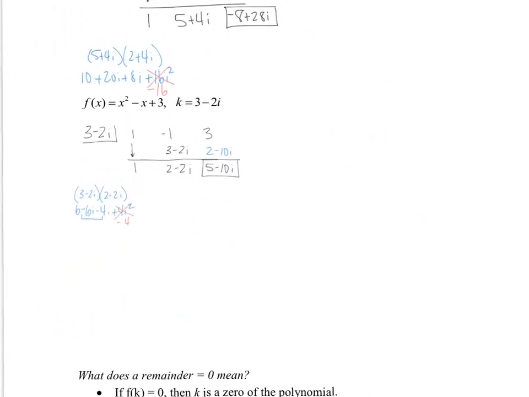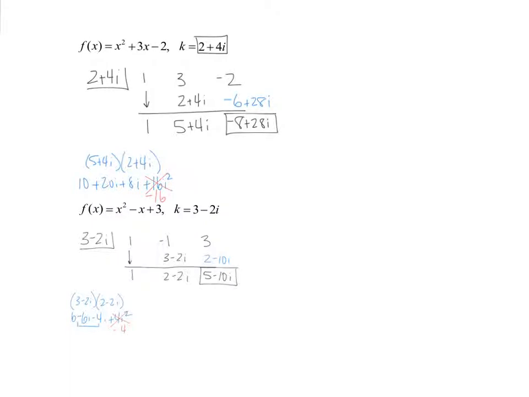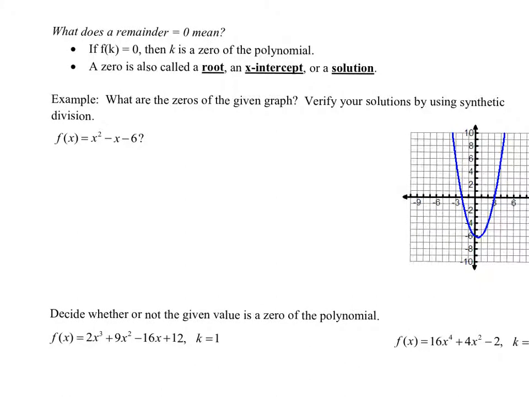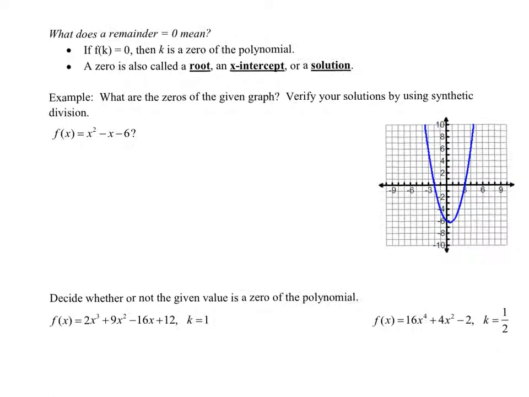Okay, so that's just a little bit of review. It's exactly the same stuff that we did yesterday, except now there's imaginary numbers, so that's fine. Let's talk a little bit about what a remainder equaling 0 actually means. So remember yesterday in the video, we talked about how if you get a remainder of 0, which means it divides evenly, then that means, you guys, that we have an actual 0 of the polynomial. And we have a bunch of words for the word 0. It's also called a root, an x-intercept, or a solution. Those are all synonymous words that mean the same thing. And what it means is, if you look at your graph, this number right here is a 0, and this number right here is a 0.